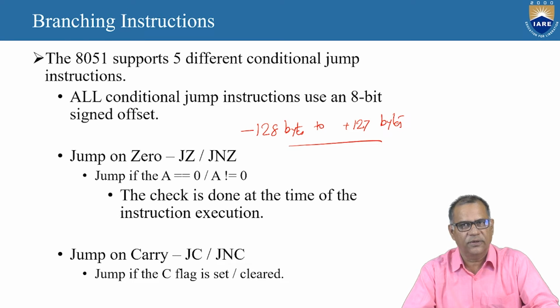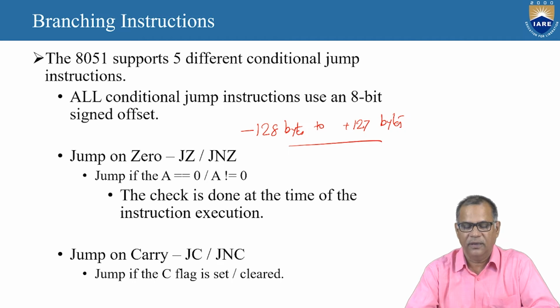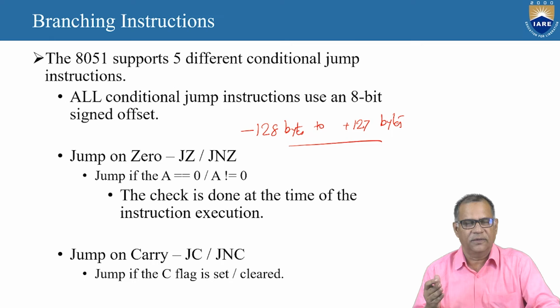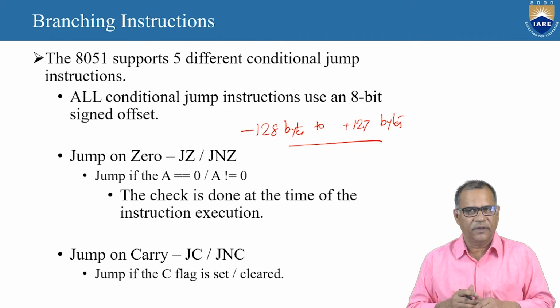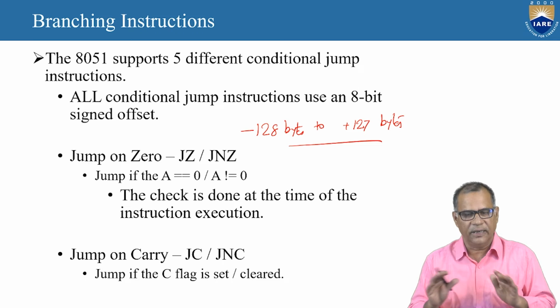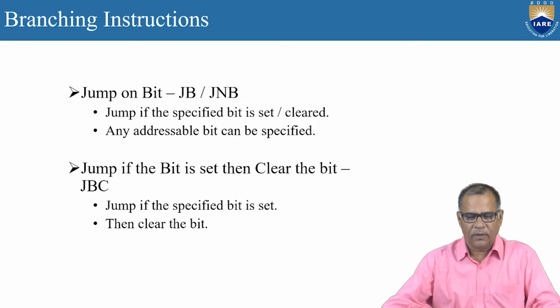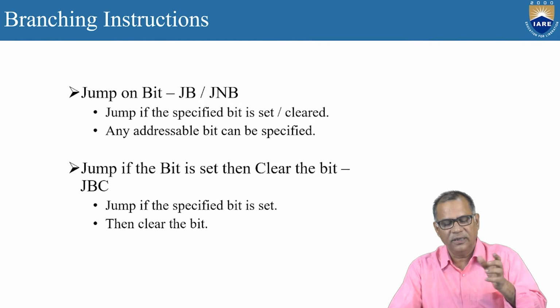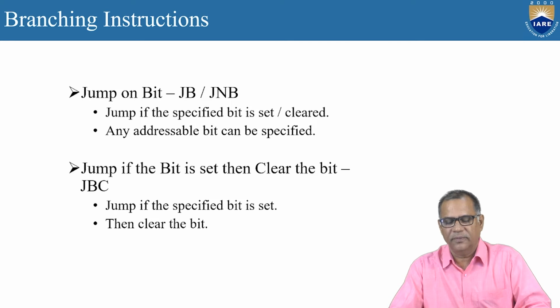So jump on zero is JZ or JNZ. JZ means jump if A is equal to 0, and JNZ means jump if A is not equal to 0. The check is done at the time of the instruction execution. Similarly, jump on carry or jump on no carry. JC means jump if the carry flag is set, and JNC means jump only if the carry flag is 0, or cleared. And jump on bit, JB or JNB: jump if the specified bit is set or cleared accordingly, and the addressable bit can be specified.